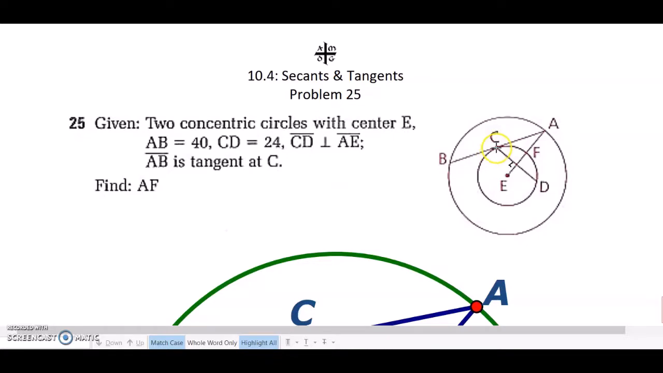If a chord is tangent to a circle, we know it's perpendicular. So the first thing I'm going to do is draw in EC. That'll give me some triangles to work with. And now, if a radius is perpendicular to a chord, we know that the radius bisects the chord. So if AB is 40, then AC must be 20.